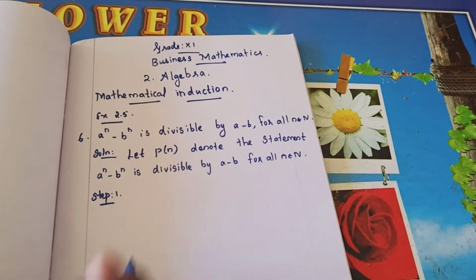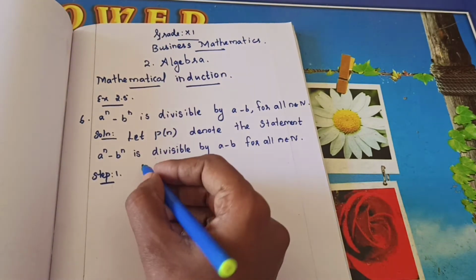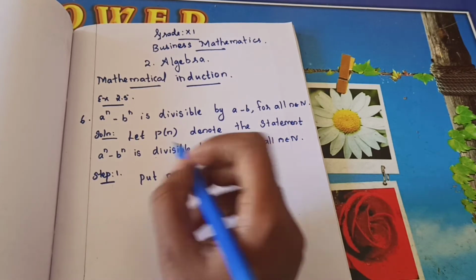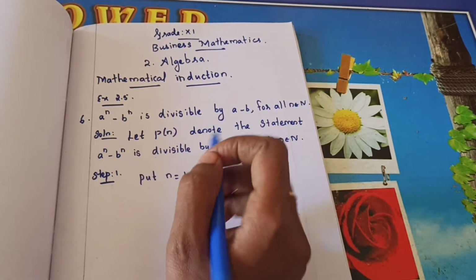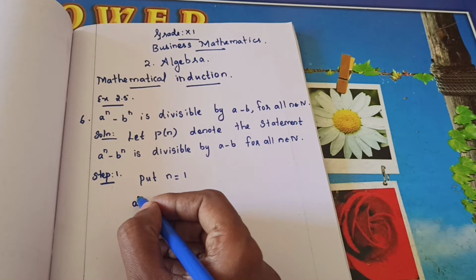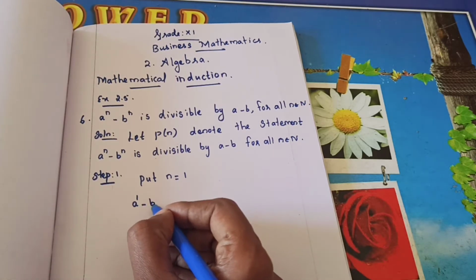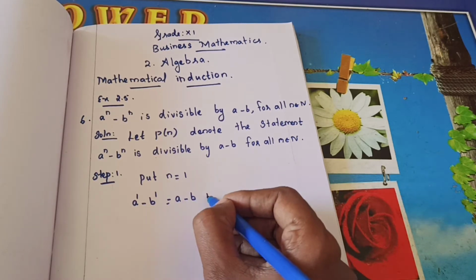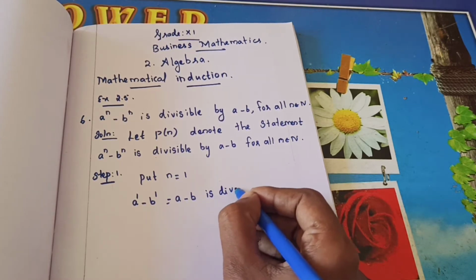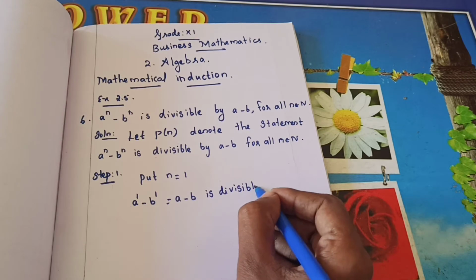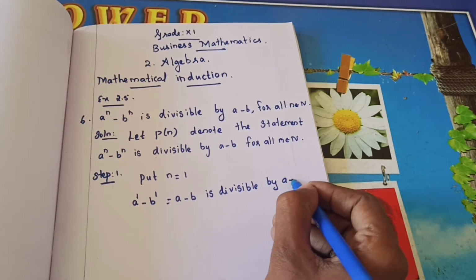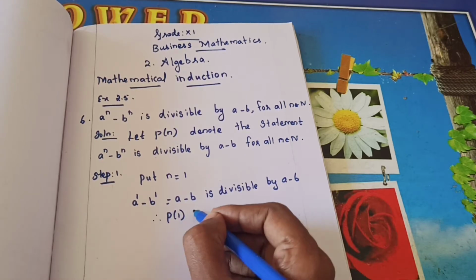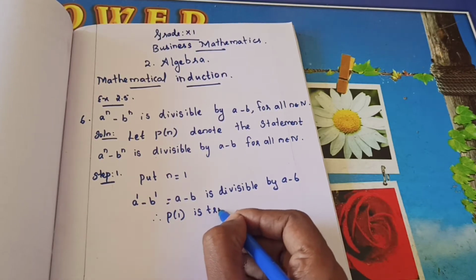What's the first step you need to do? I said put n equal to 1. Substitute 1 in the place of n. Now, if we substitute here, what will happen? A power 1 minus b power 1. What's the value you will get? A minus b. Whether it is divisible by a minus b? Yes, it is divisible by a minus b. So what will you conclude? P of 1 is true.